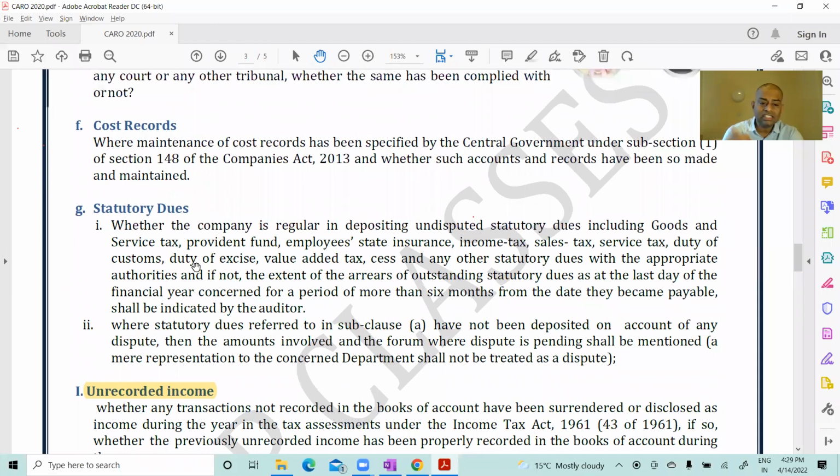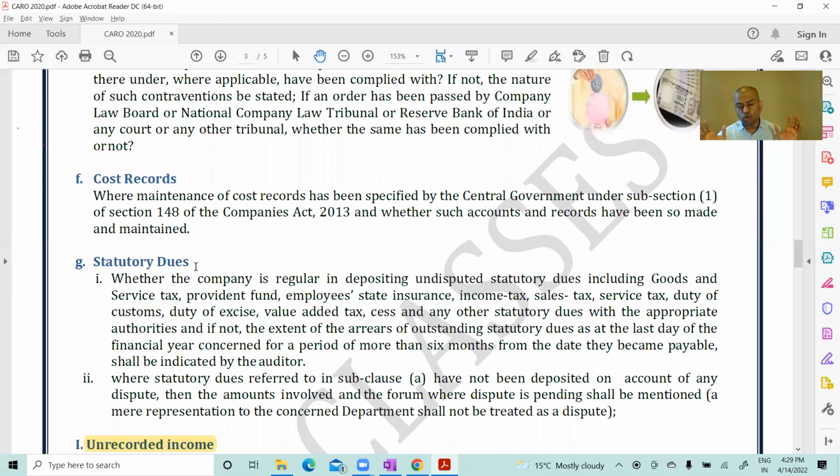Unrecorded income we have already studied. Statutory dues, cost records, all these are old points only. Now for clause (vii), statutory dues, simple. There are 2 types of statutory dues, para A, para B. Para A, undisputed statutory dues: whether the company is regularly paying undisputed statutory dues. What is a statutory due? Any money you need to pay, like ESI, PF, gratuity, sales tax, GST, income tax, any amount which you need to pay as per a statute. That is called a statutory due.